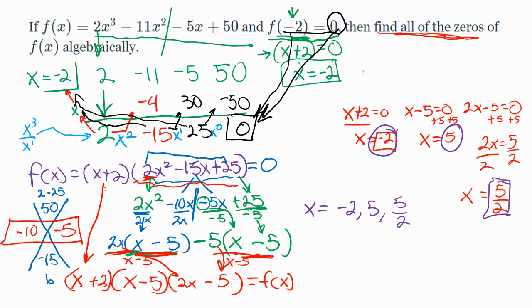Later we'll learn how to graph a rough sketch of this polynomial. If I just plot these in order, negative 2, 5 halves, and 5, not to scale, of course, knowing that this is a positive a value, odd degree function, I'm going to have an end behavior that goes down there, end behavior that goes up here, and I'm just going to learn to connect those arrows through the x-intercepts and get a rough sketch of this cubic polynomial.